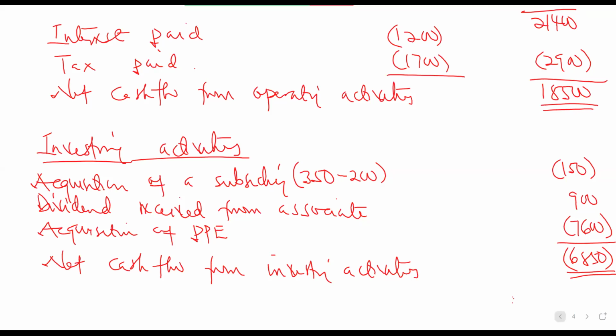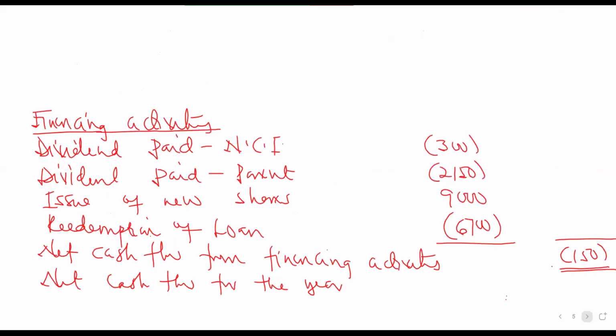So our net cash flow for the year will be the cash flow from operating activities, add your investing activities, and add your financing activities. So I'm having 11,500. This is the cash that we have received from the year. So this is the cash receipt. This will increase our opening cash. So we'll add cash and cash equivalents at the start.